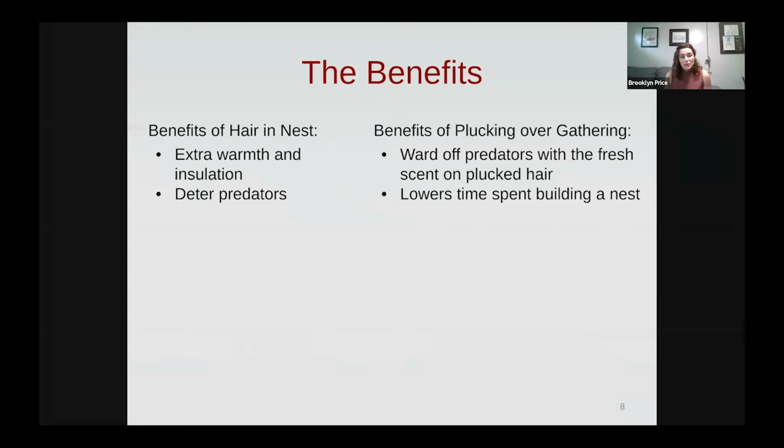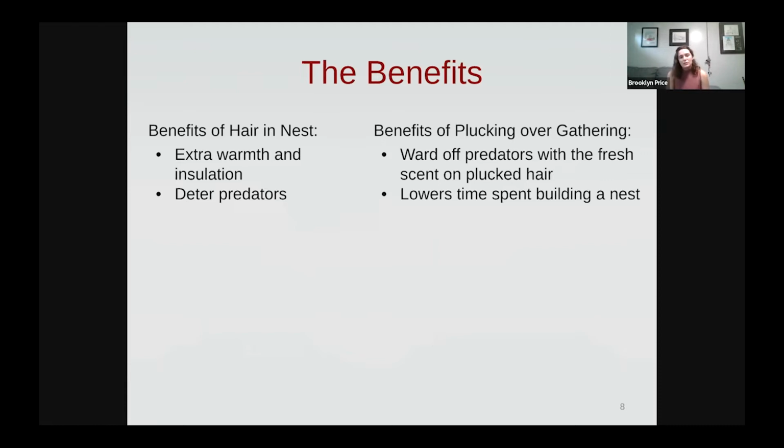And then another is to deter predators. The scent on the hair is, we believe, a big factor because it masks the scent of the birds. And so animals that might want to eat the birds don't smell the birds, and the birds live to be another day. And then one that we don't have on there, but we briefly considered, was that the oils on the hair from the animals might also help with waterproofing the nest.